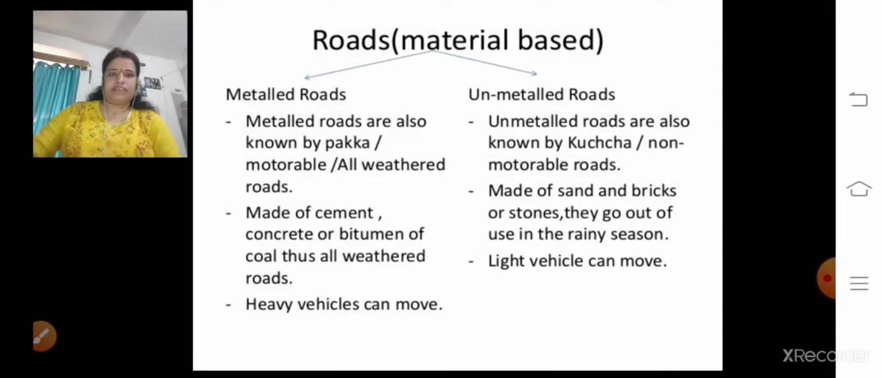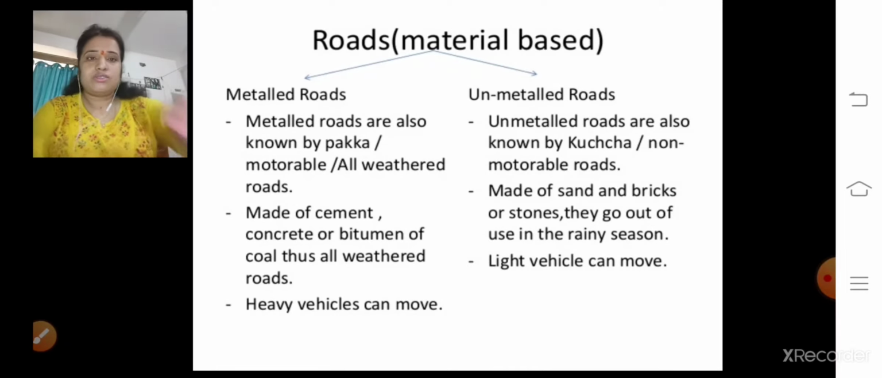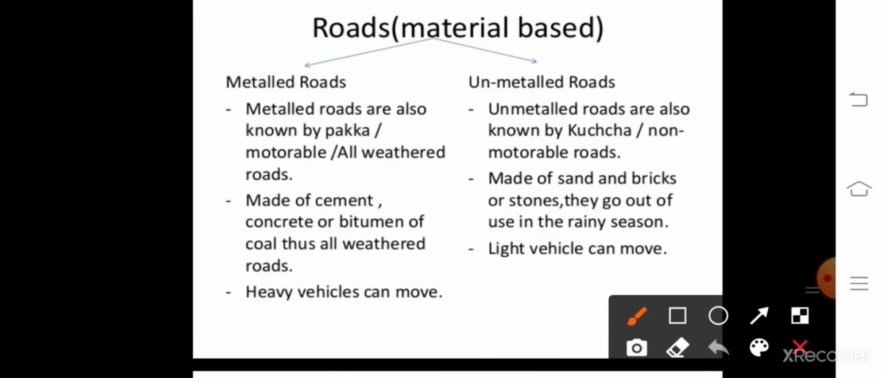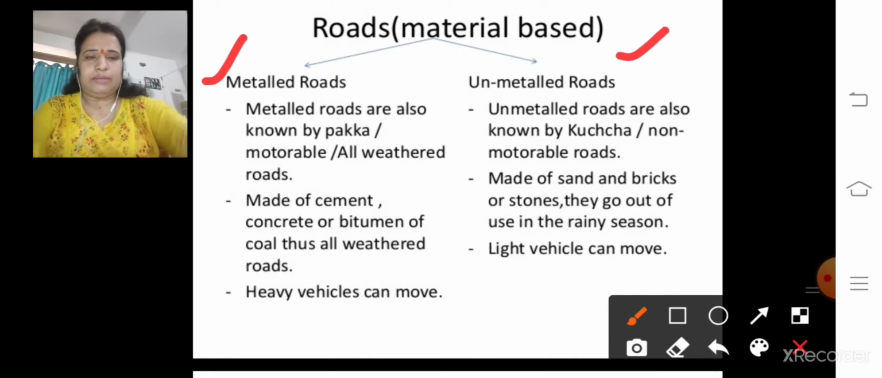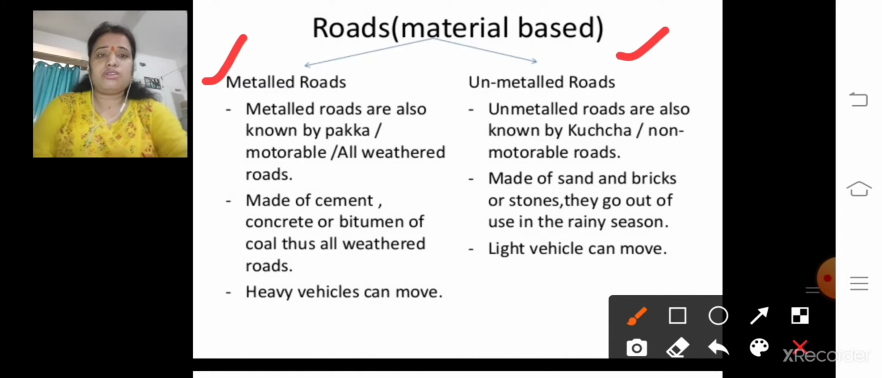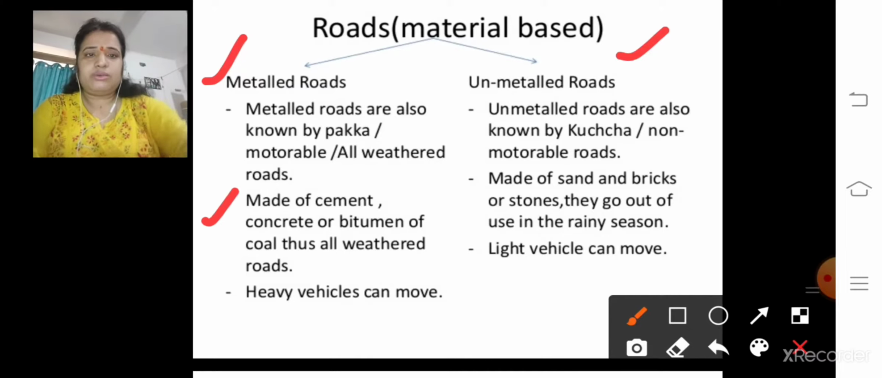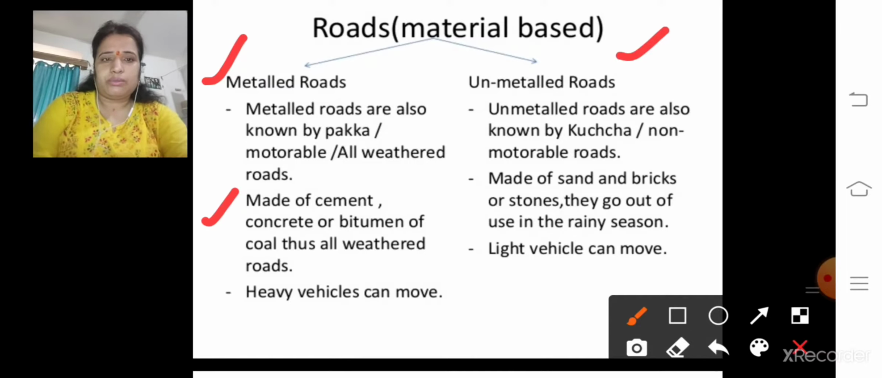Next one is material used, means metal or pakka roads, unmetal roads or kacha roads. First we are taking the roads material based. So metal roads and unmetal roads. Metal roads are also known as pakka, motorable and all weather roads. Unmetal roads are also known as kacha or non-motorable roads. Metal roads are made up of cement, concrete or bitumen of coal, thus all weather roads. Then unmetal roads are made up of sand and bricks or stones, they go out of use in the rainy season.